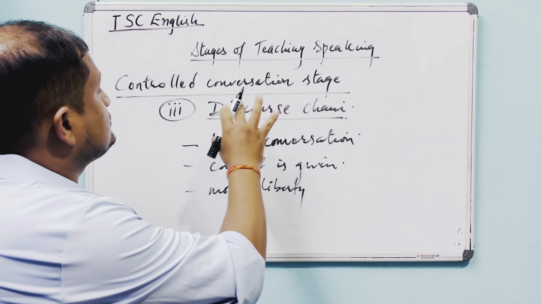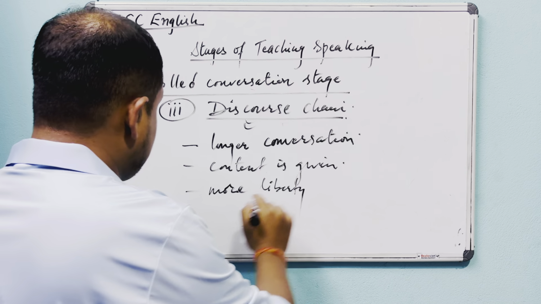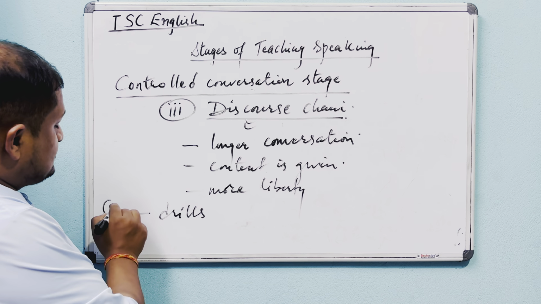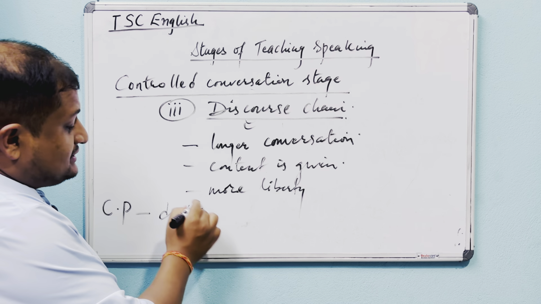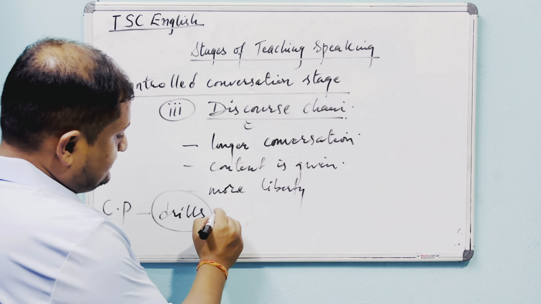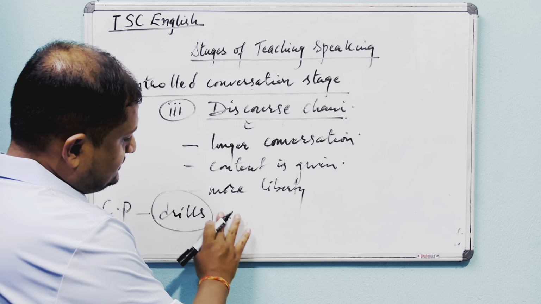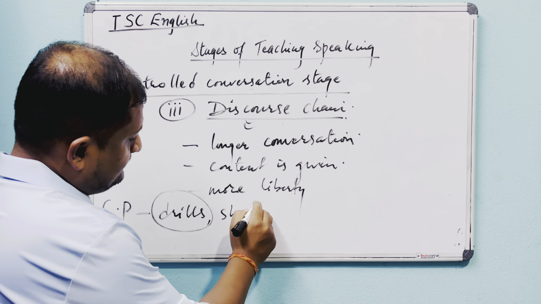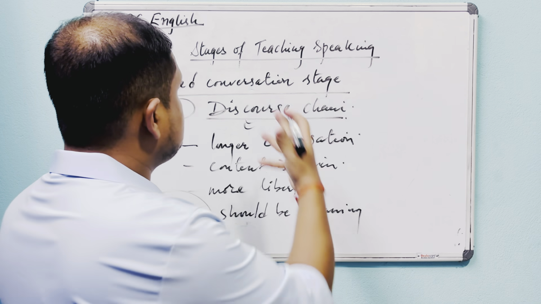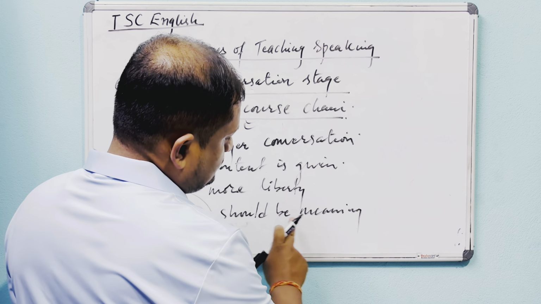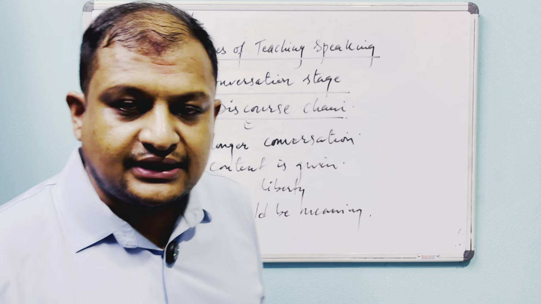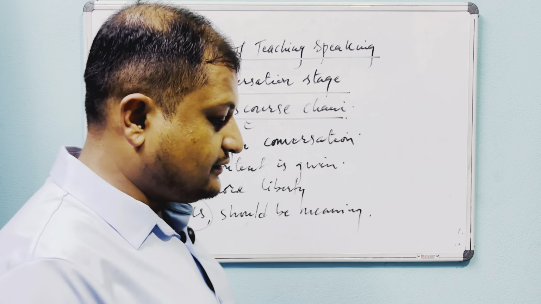So what are the classroom procedures suitable for the controlled conversation stage? Here drills are presented. Classroom procedure, CP. Drills are given for practice, and they should be meaningful, otherwise it's very difficult to achieve the objective of teaching. Speaking should be meaningful, and the drills should be carefully designed by the teacher or the facilitator, whoever is there.